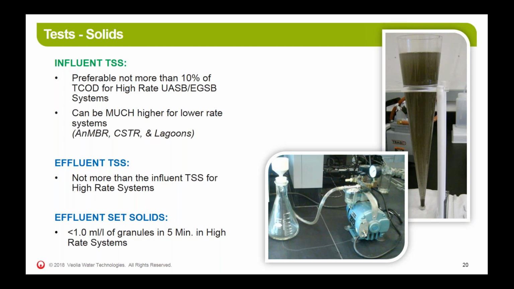We also look at the settleable solids in the high-rate granular systems because we want to make sure we're not losing granules. So we'll grab an effluent sample of the reactor effluent, put it in an Imhoff cone, and watch it for 5 minutes and look to see how many granules have settled in that 5-minute period. And as long as you have less than a milliliter per liter of granules in that 5-minute settling test, you should be good, and you should be retaining all of your granular biomass.